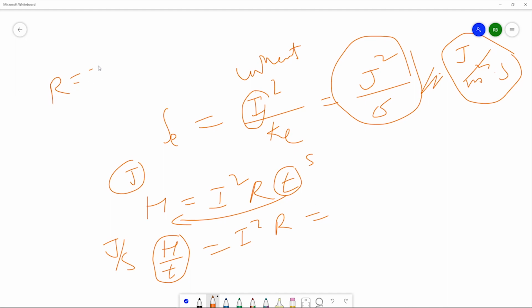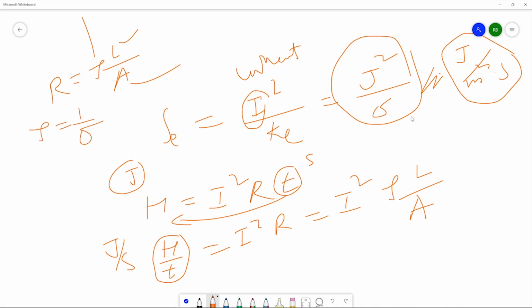What is the resistance? The resistance formula is rho L by A, right? Rho is resistivity, L is the length of the wire, and A is the area of cross section. So if you put here I square rho L by A. How is electrical conductivity related to electrical resistivity? It is simply the reciprocal. So rho is nothing but 1 by sigma. So you can write sigma comes down. Now you want to have current density. What is current density? I by A. So I by A square, you have to multiply and divide by area. So A square at the bottom, and at the top you have to multiply by A into L again, and sigma is there.